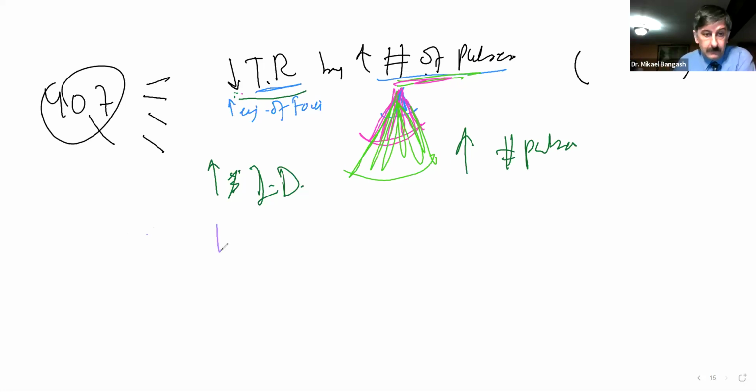Increasing the field of view. Now, what did we mean by field of view? That is just another name for your sector size. So if you increase the sector size, does that degrade your temporal resolution? Yes. But does it degrade the temporal resolution by increasing the number of pulses? Yes.